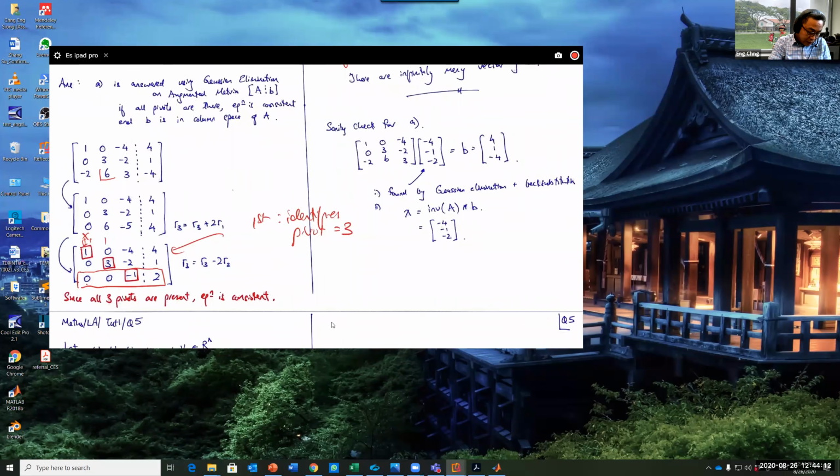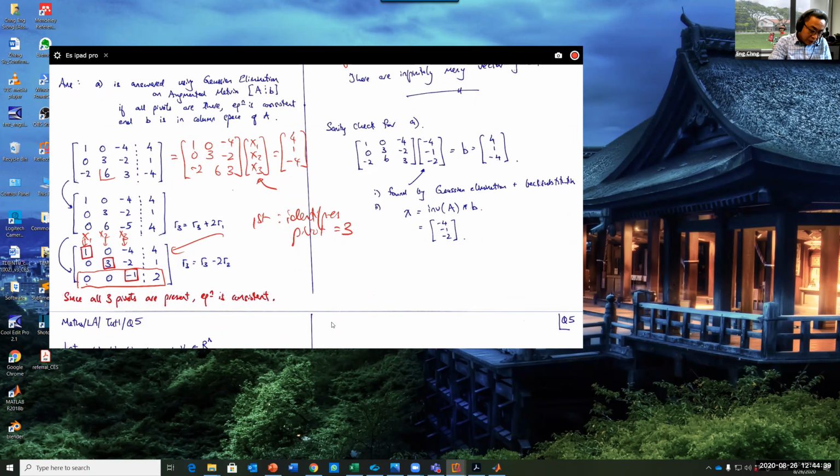The second column is with respect to x2. The third column is with respect to x3. If we write the equation like this, [1, 0, -4; 0, 3, -2; -2, 6, 3] times [x1, x2, x3] equals [4, 1, -4]. We are asked to solve for this.